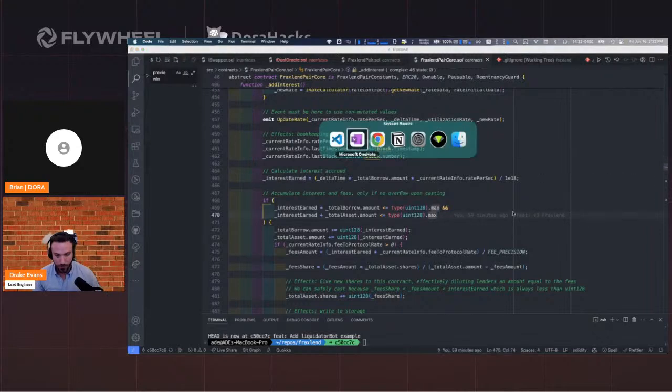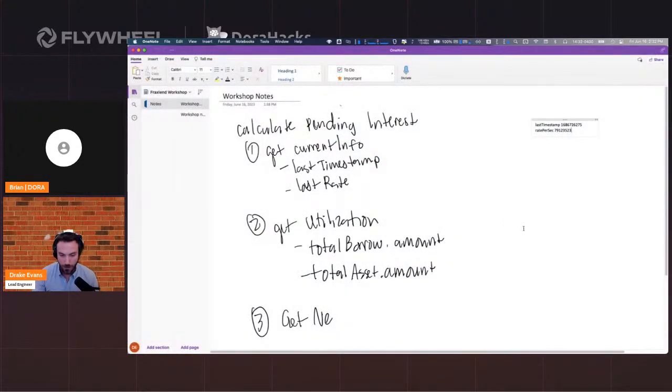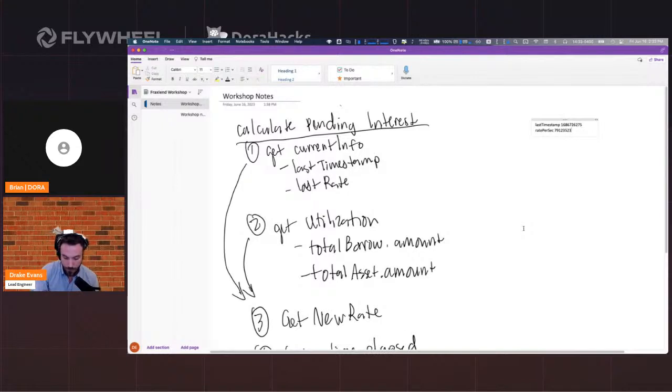Let me just come back to OneNote so you can see. So for calculating pending interest, we're going to get the current info, we're going to get the utilization, we're going to get the new rate. We're going to feed these two things into here to get the new rate. Then we need to get time elapsed. And lastly, we calculate total interest earned. Now, this represents the total interest earned for the entire pair.